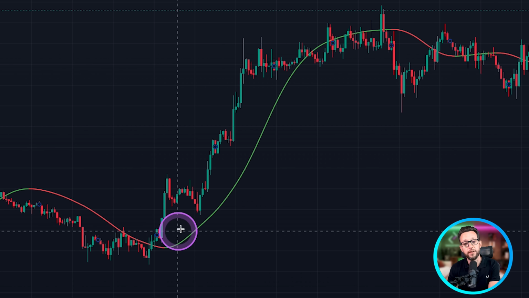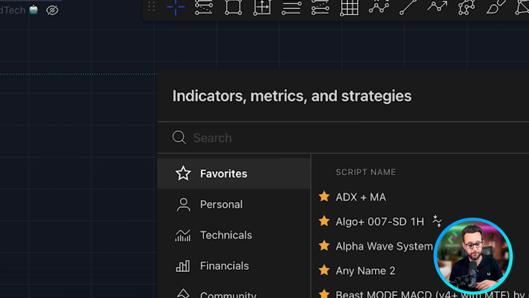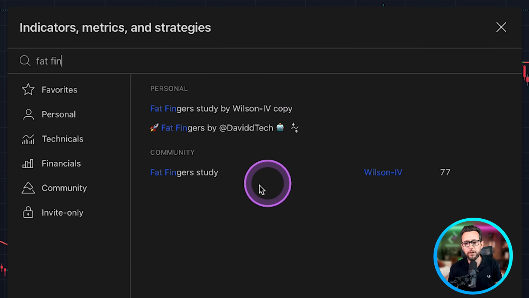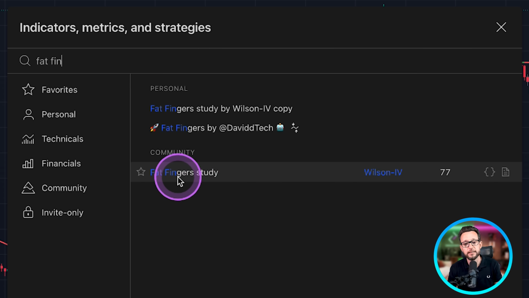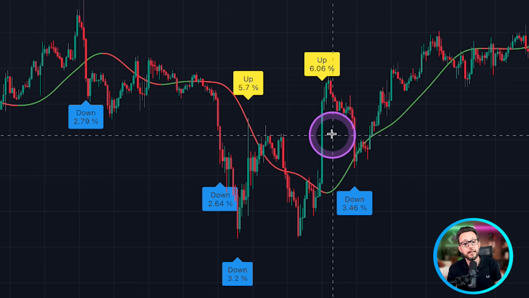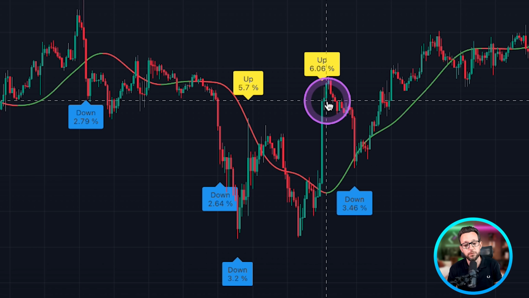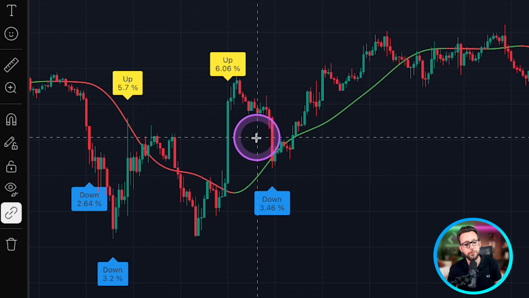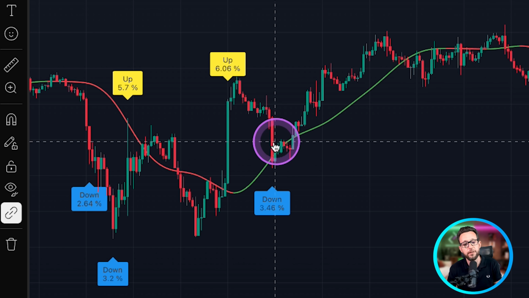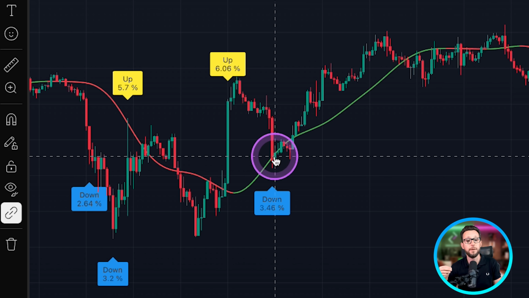Now that we have the trend direction out of the way, we're going to be adding another indicator. We're going to use the Fat Fingers indicator by Wilson. We're going to click here and it's the Fat Finger Study. What the Fat Finger Study does is it looks for abnormally large candles like this one here. What we're looking for is abnormally large candles that come back down to the T3. When this happens, we are looking for another confirmation.